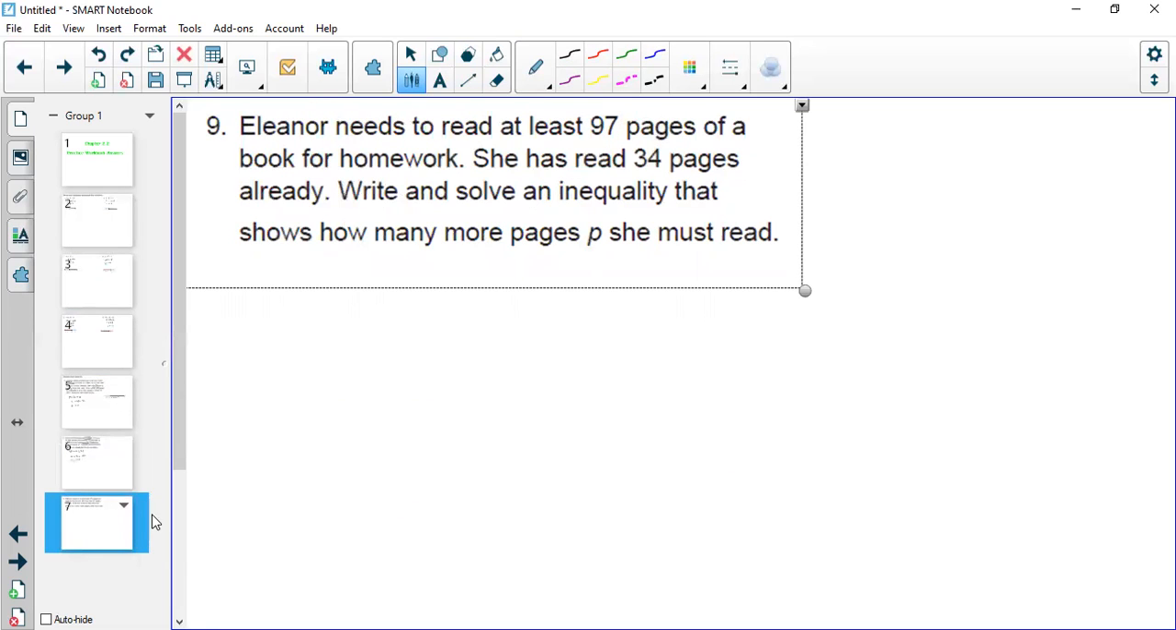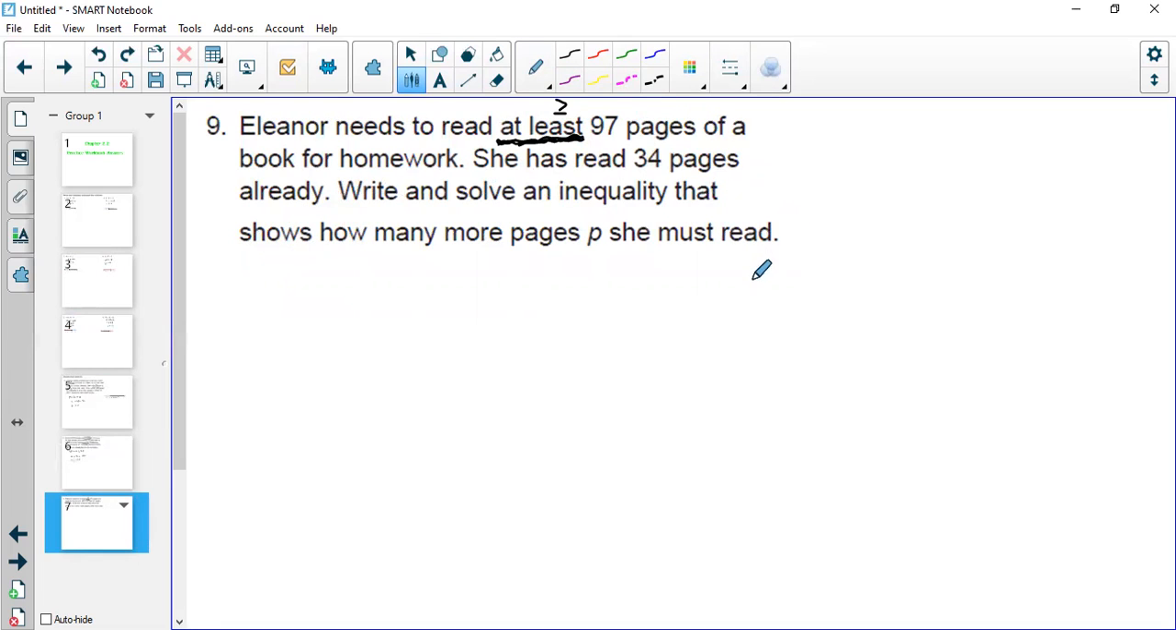Okay, the last question. Eleanor needs to read at least. Now this word at least says it should be equal to or greater than. At least means it cannot be less than that, so it has to be more, which means greater or equal to 97 pages of a book for homework. She has read 34 pages already. Write and solve an inequality that shows how many more pages she must read.